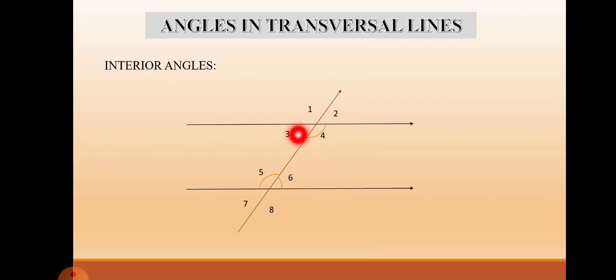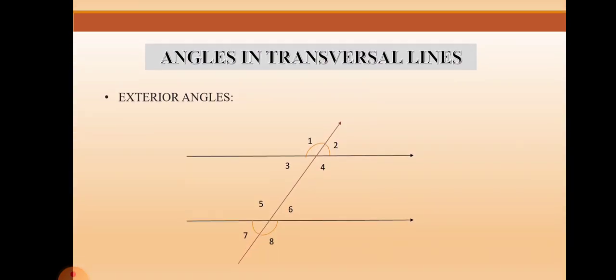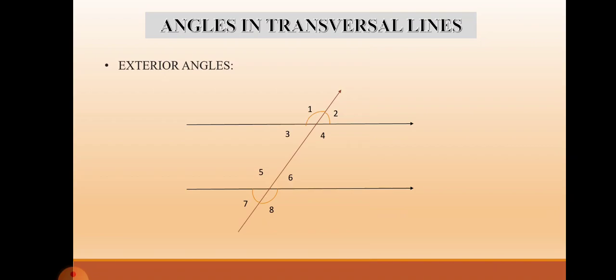Here you can observe 3, 4, 5, 6 are interior angles. There is no need to remember the numbers; you have to remember where they are located. There are 4 interior angles here. In the same way, exterior angles are the ones that lie in the exterior region of the parallel lines, the outside, here and here: 1, 2, 7.